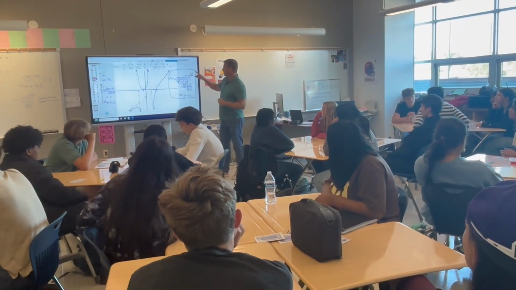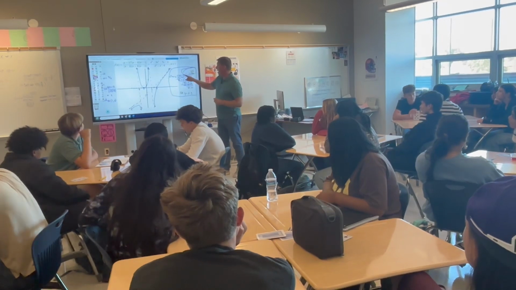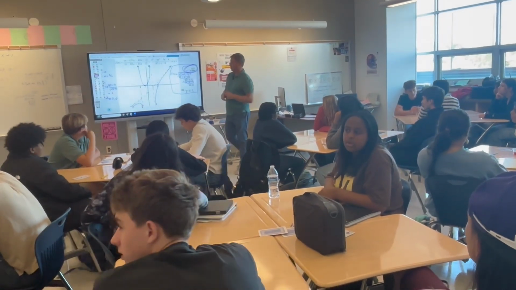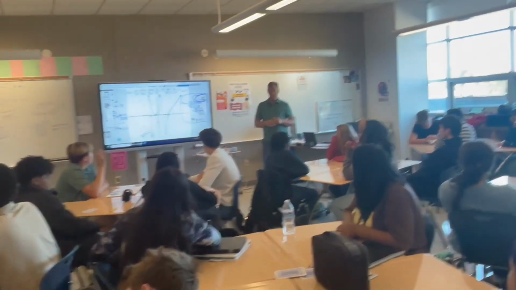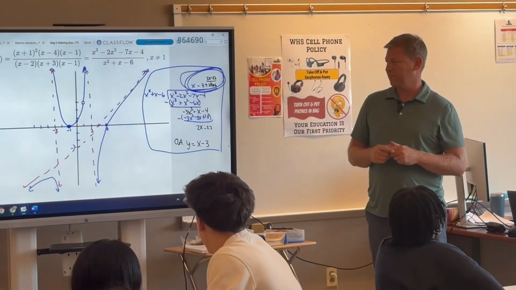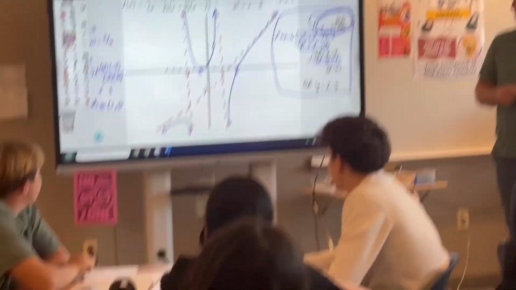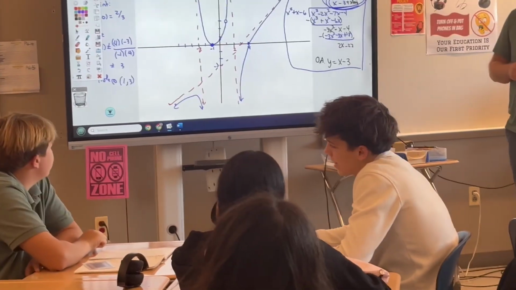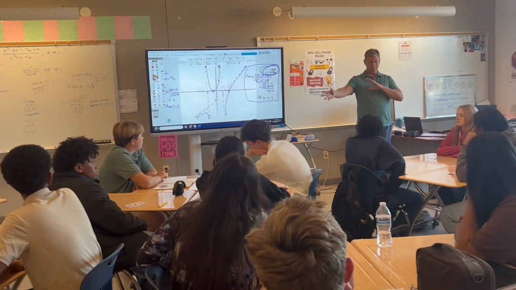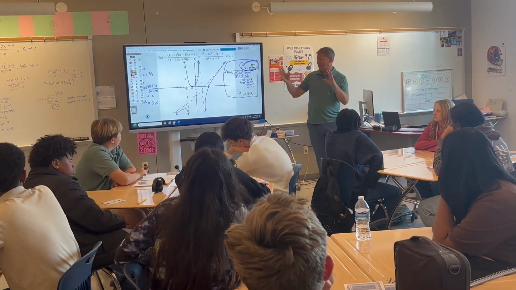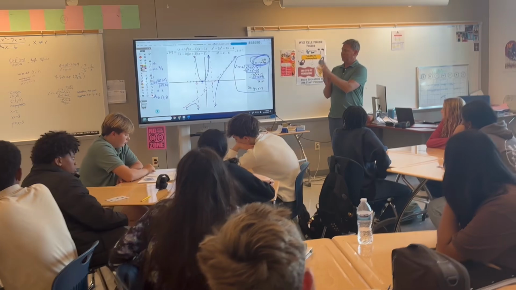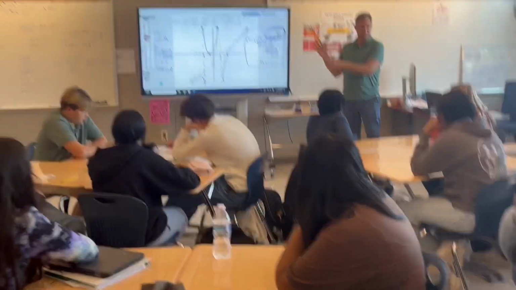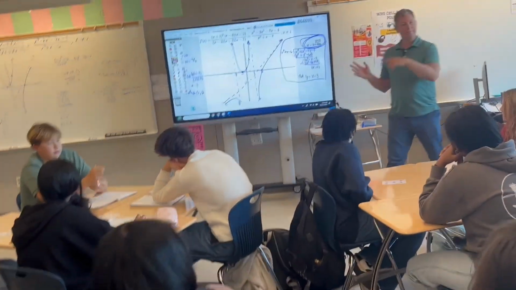Can somebody explain to me why this is important to our graph? It shows us where the oblique asymptote crosses the x-axis. So building on that, can we add a little bit about how the limits and behavior come into play with that? Yep.